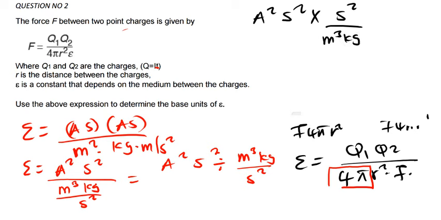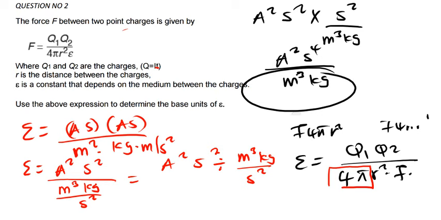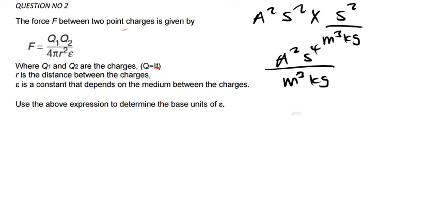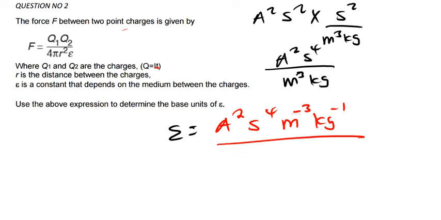So if I multiply, I'll have A squared, s times s squared times s squared, s to the power 4. Then I have divided by m to the power 3 and kg. Now I can remove this from the denominator, meaning the SI unit for E will be equal to A squared s to the power 4 times m to the power negative 3, then kg to the power negative 1. So these are the SI units for the E which we are looking for.